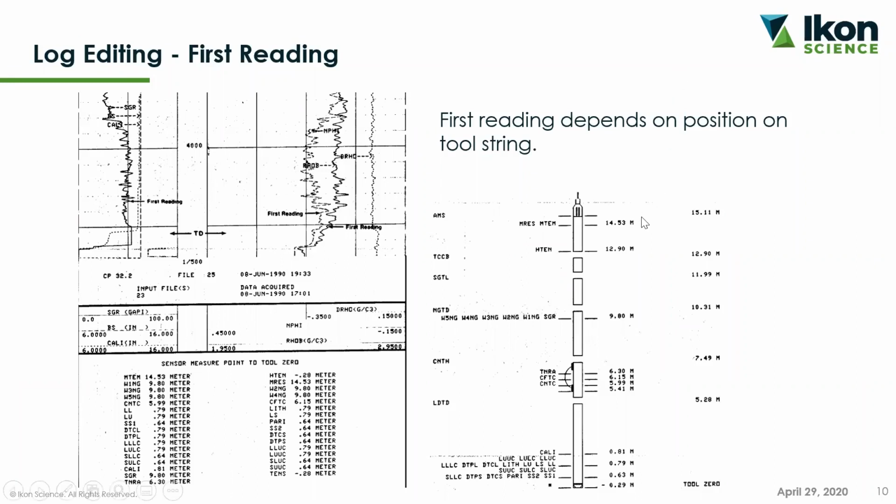So here we can see an example of a tool string, and each of these tools is in a different place. So the first reading for these is in a different place. You can see the first reading here for the density log is lower down than the neutron, and then the gamma ray one is a little bit higher up. You can also see these on the logging service run, normally listed as various depths within there. So just be aware of those and edit accordingly.